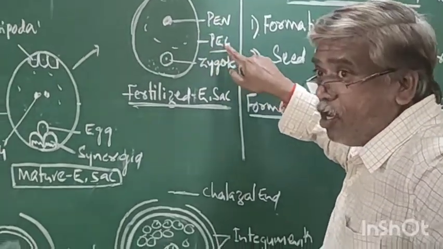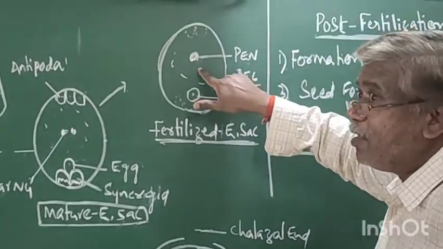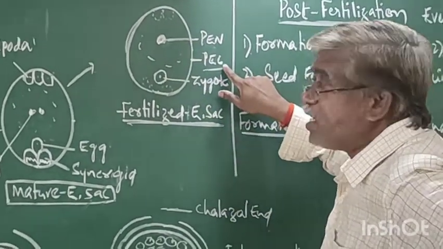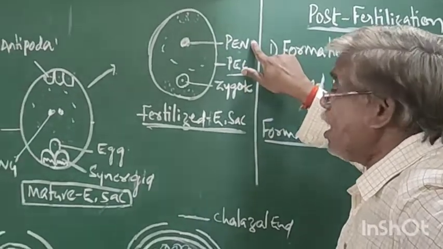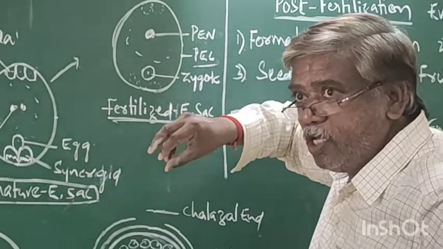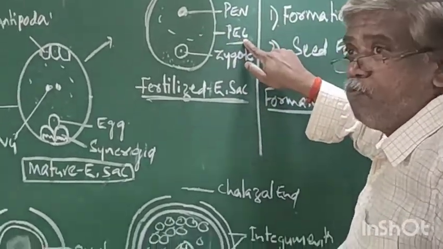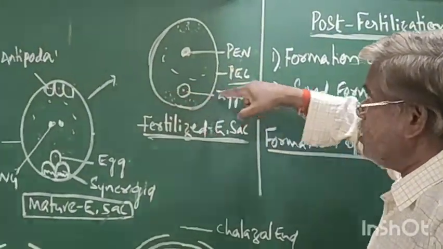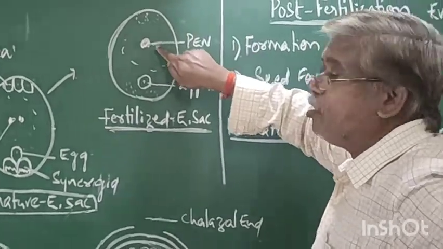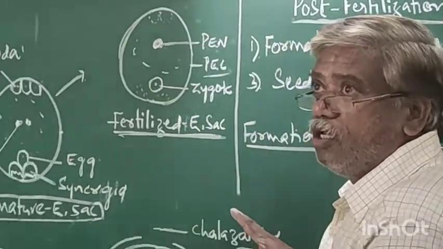Hence it is a primary endosperm cell containing PEN. C is for cell, N is for nucleus. The nucleus is present in the cell, hence it is called the primary endosperm cell. Now this is the total cell. Name the total cell: primary endosperm cell, containing PEN and also the zygote. Now this is the fertilized embryo sac.